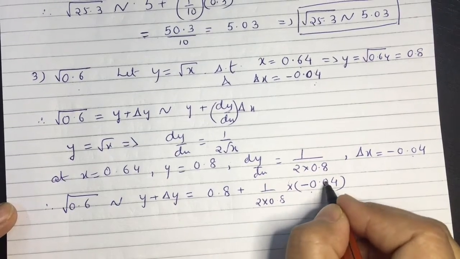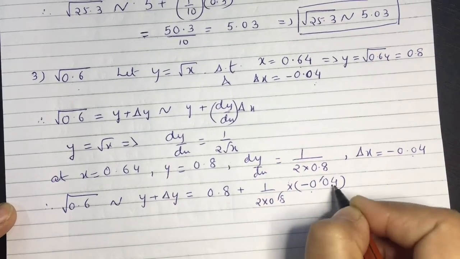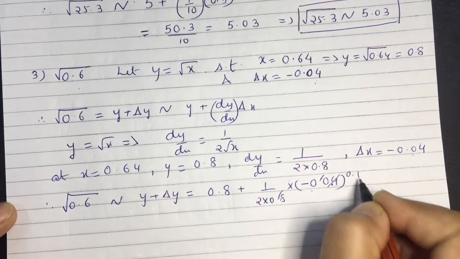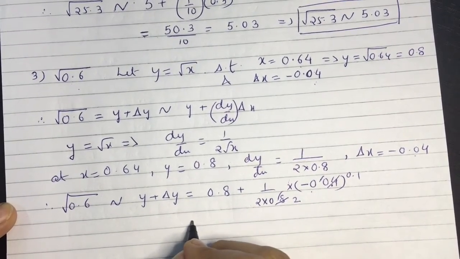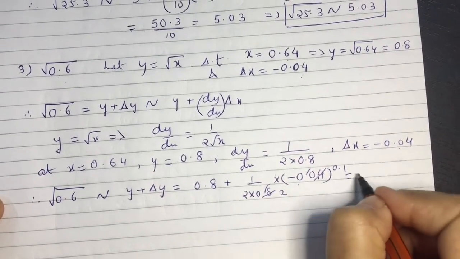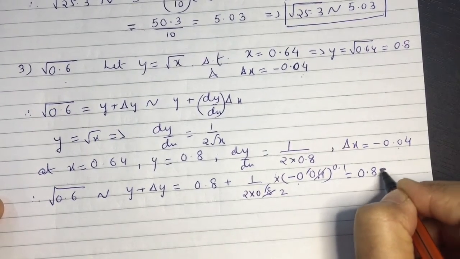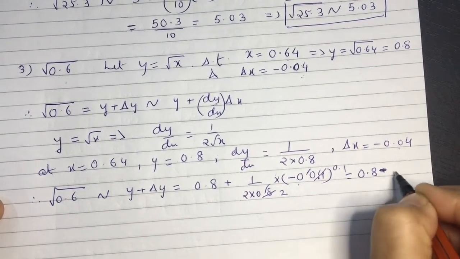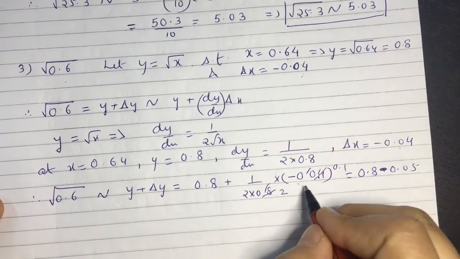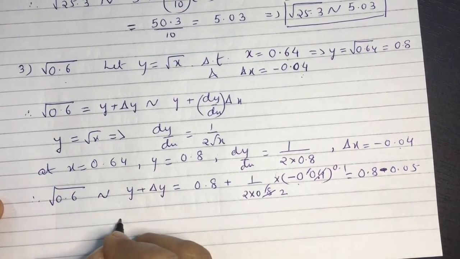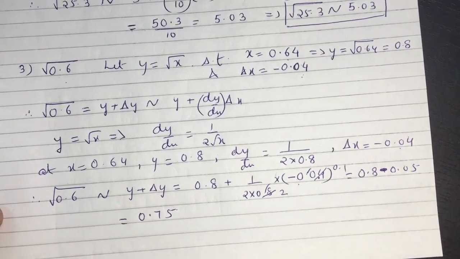Solve it, we get, this goes, you are left with point here. Now this gives you 0.1, this gives you 2 times, so this is equal to 0.8 plus, this is what? No, minus, because of this minus sign you will have this minus 0.05. So this gives you 0.75, and this is the answer.